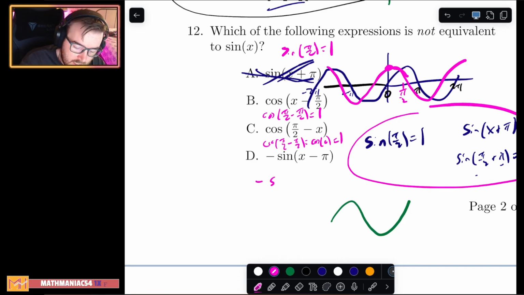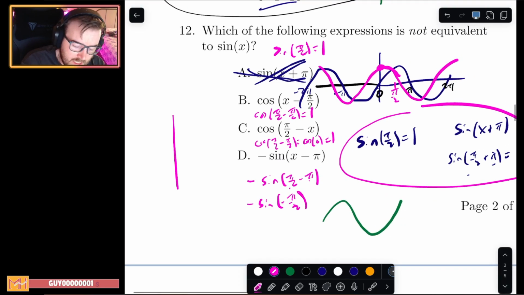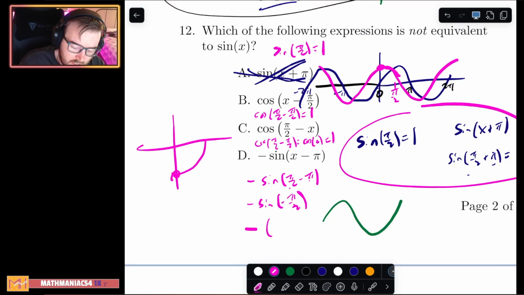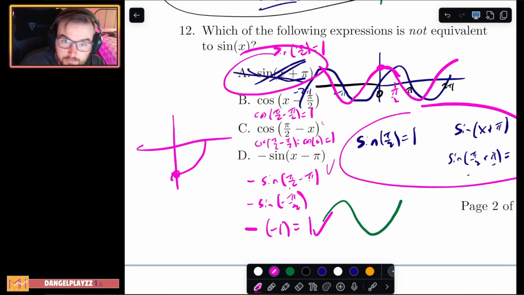Okay, what's negative sine of pi over 2 minus pi? Well, pi over 2 minus pi is negative pi over 2. What's sine of negative pi over 2? That means I have to open downwards. That would give me negative 1. So what's the negative of negative 1? Positive 1. Right? When I plugged pi over 2 into each of these, they all gave me 1 except for the one expression that's not equivalent.